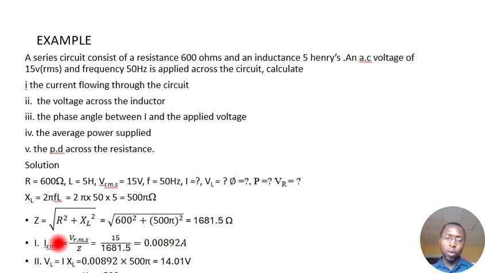So to get the root mean square current, which is the first answer, the current flowing in the circuit, will be root mean square voltage over Z.